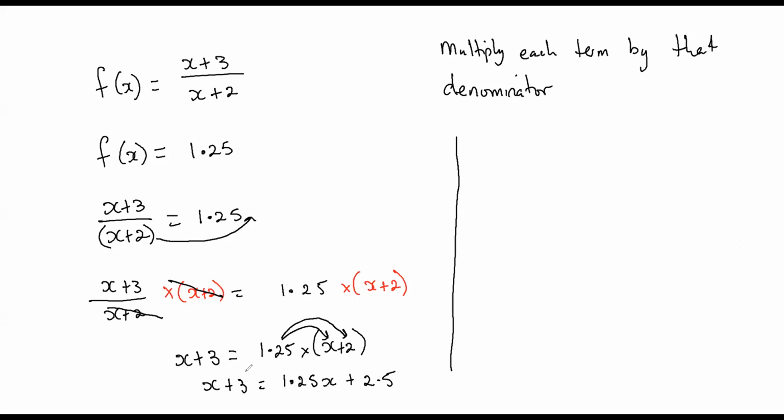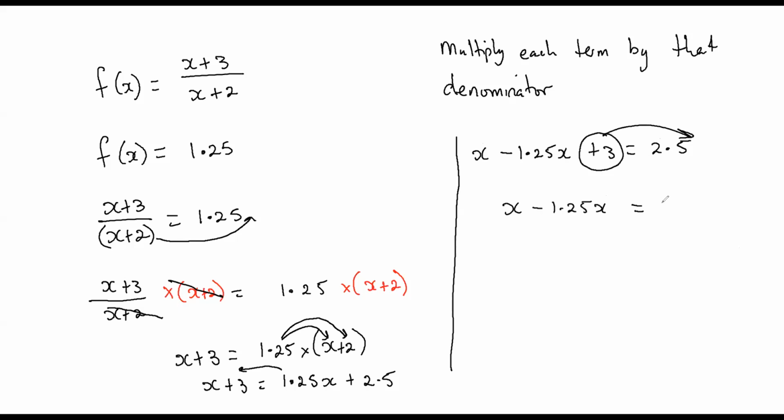So I'll move it to the left side. We'll have x minus 1.25x plus 3 is equal to 2.5. Now, where do you want to move the 3? You kick that across. So you have x minus 1.25x is equal to 2.5 minus 3.